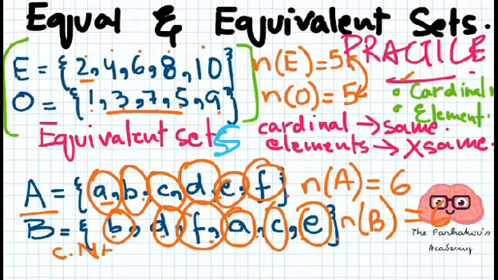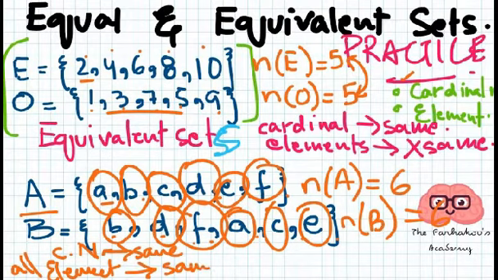Cardinal number is same. Elements, all the elements, okay? Remember, all the elements are same. So in this case, this pair of sets is equal.